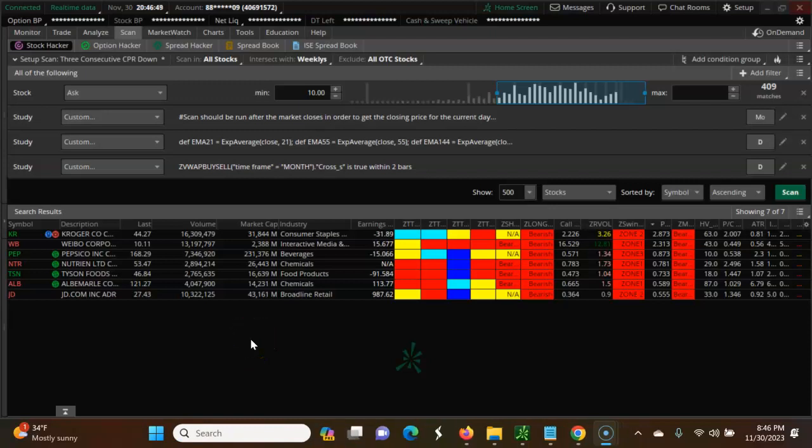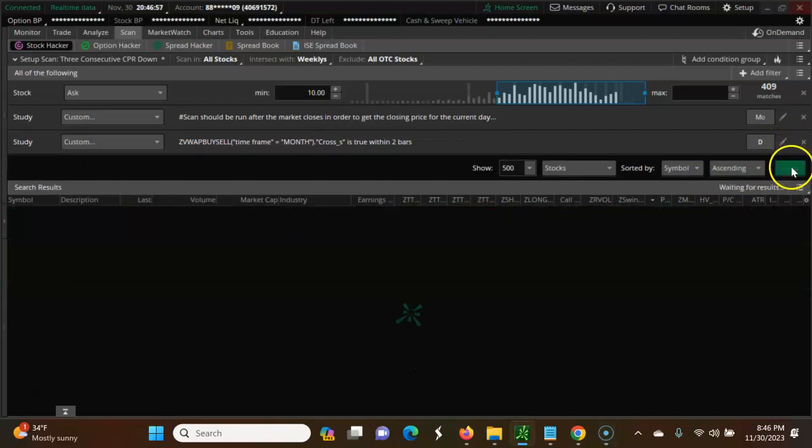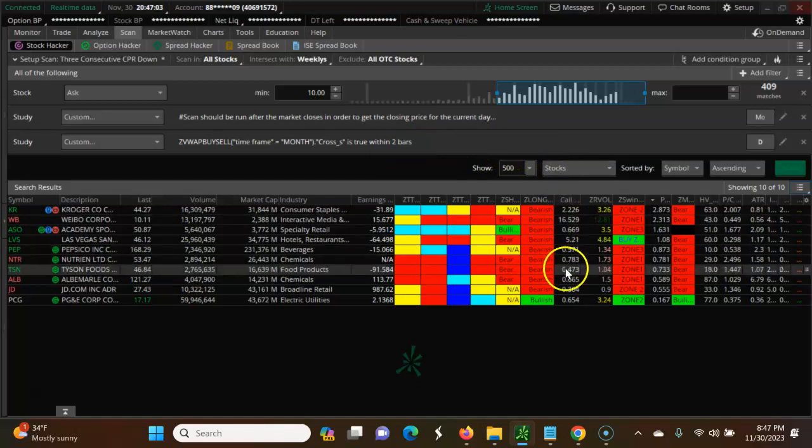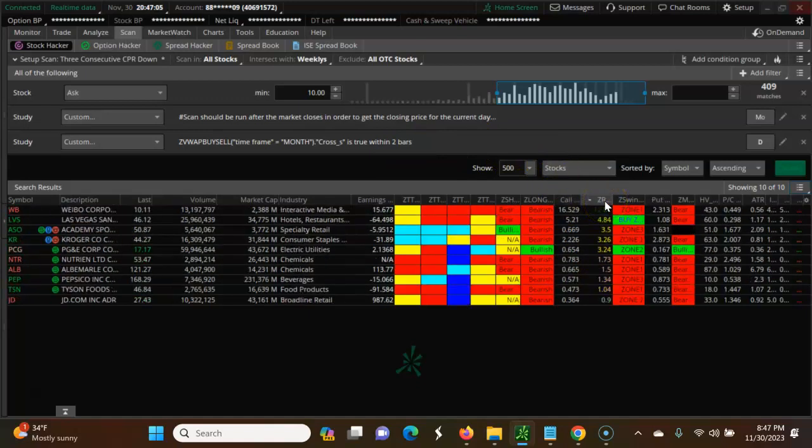So in this video we're looking at a CPR scan for downtrending stocks. We just put monthly CPR, and then we also are looking at VWAP, right? Monthly VWAP is pointing down. Okay, the first stock is VB.